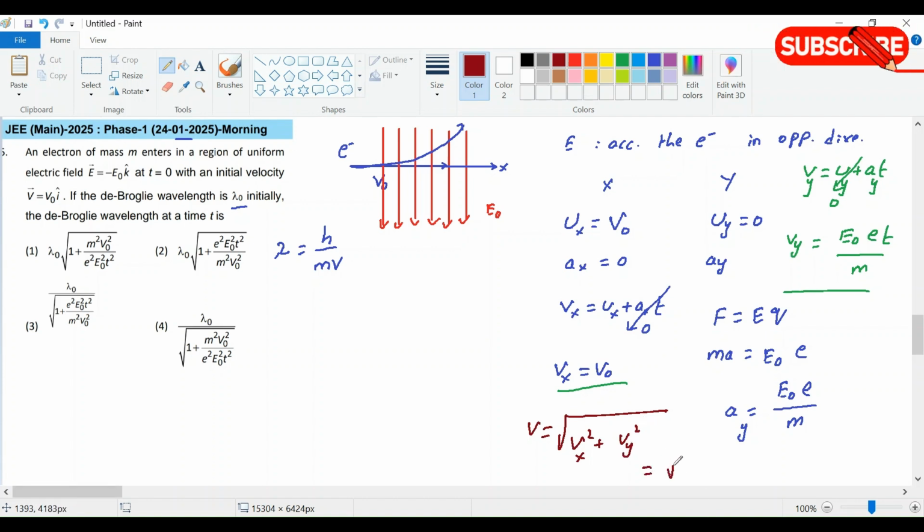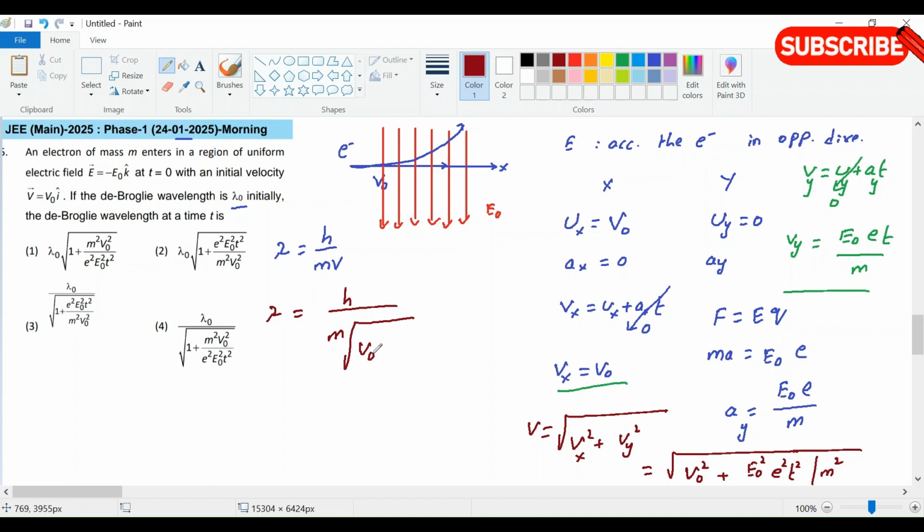So it becomes under root of v naught square plus E naught square e square t square by m square. Now substitute here. So the wavelength lambda after time t is equal to h by m into under root of v naught square plus E naught square e square t square by m square. That velocity value we substituted here.